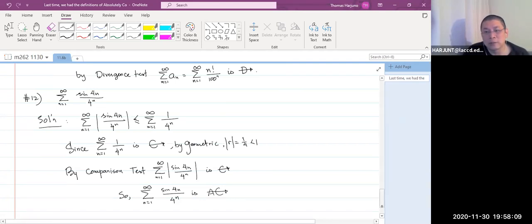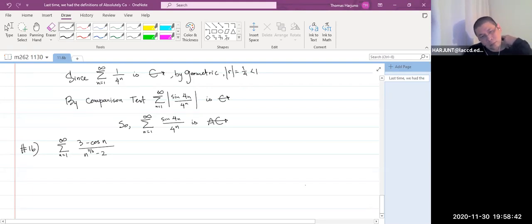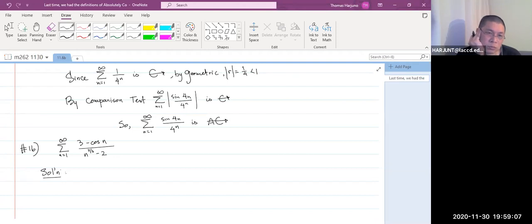How about number 16? I basically do multiples of 4 until you tell me to do another number. The series is 3 minus cosine n over n to the 2/3 minus 2. Ooh, this one is hard. Solution. I want to say this is divergent. But maybe, no, it's not divergent. This is conditionally convergent. But why? Let's see.